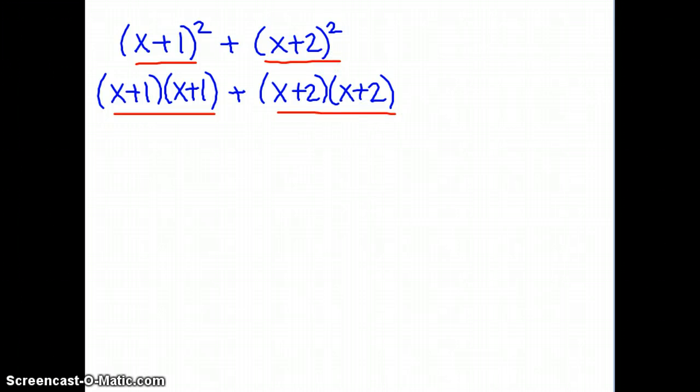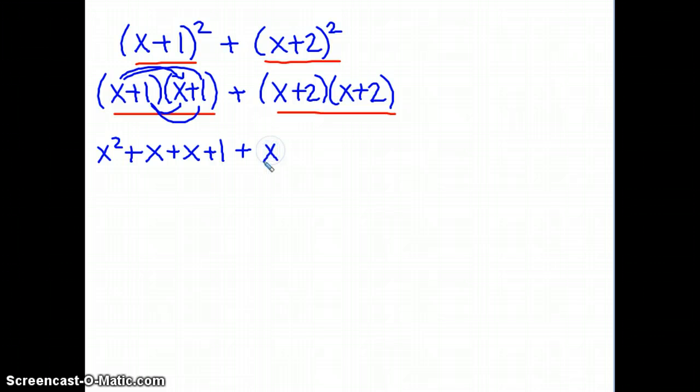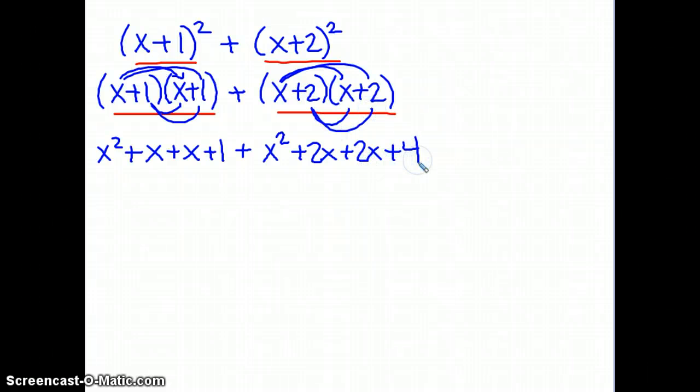And then from here, you just go back and you FOIL again. So you do x times x, so you get x squared, x times 1. Then you do 1 times x, and 1 times 1, plus x times x, x squared, x times 2, 2x, 2 times x, 2x, 2 times 2, 4. So you have to remember again that feature that there's 2 of them, then you have to FOIL, and now you combine together like terms.